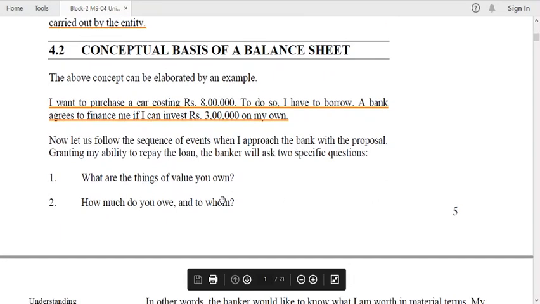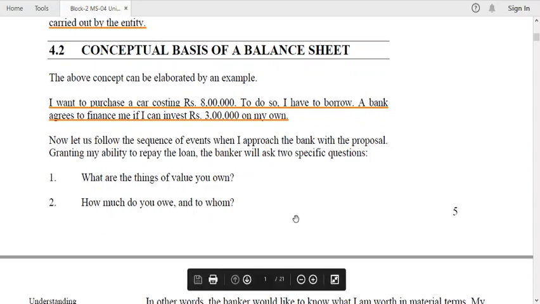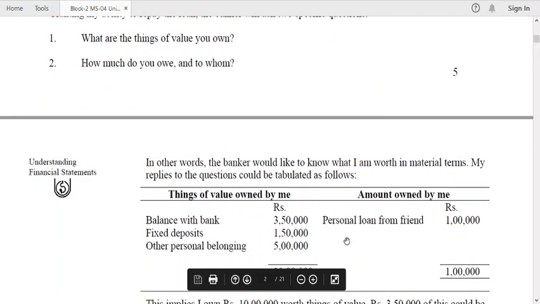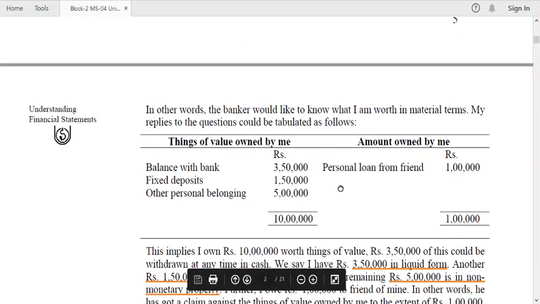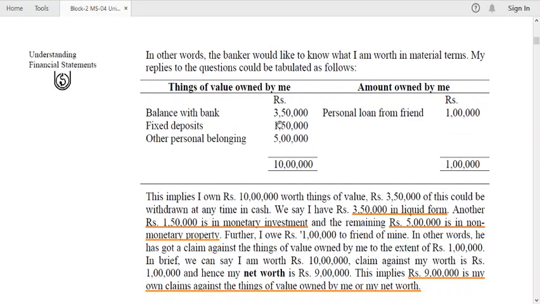Then the bank will ask these questions: what are the things of value that you own now, or how much do you owe to others? Then we have to prepare a financial position statement at that point of time. So for example, the person is having a balance in the bank of 3,50,000, fixed deposits of 1,50,000 and other personal belongings or other assets of 5 lakh rupees. Total, he is having items of worth 10 lakh rupees.